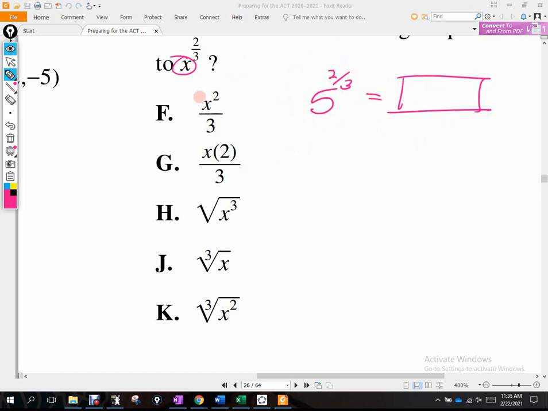Could I then put 5 in each of the answer choices and see what each gives me? One of those is going to be exactly what that one was, right? Does that make sense? Okay.